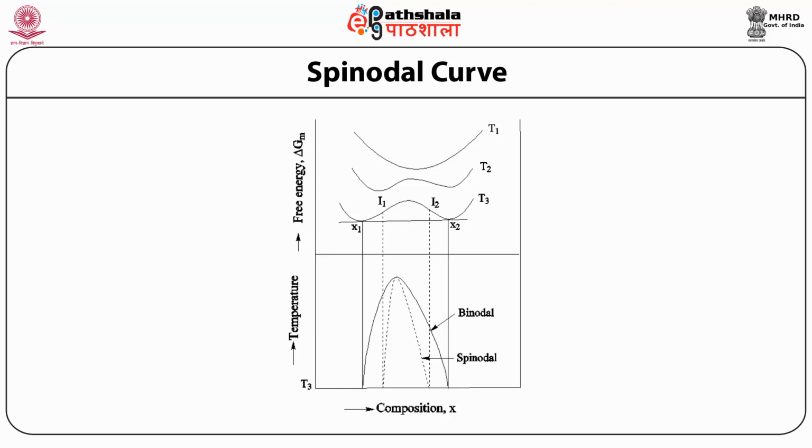So in this case, any local fluctuation in the composition would grow. The composition of the two phases would change until they attain the composition given by the common tangent, that is x1 and x2. This process of formation of two phases is called spinodal decomposition.